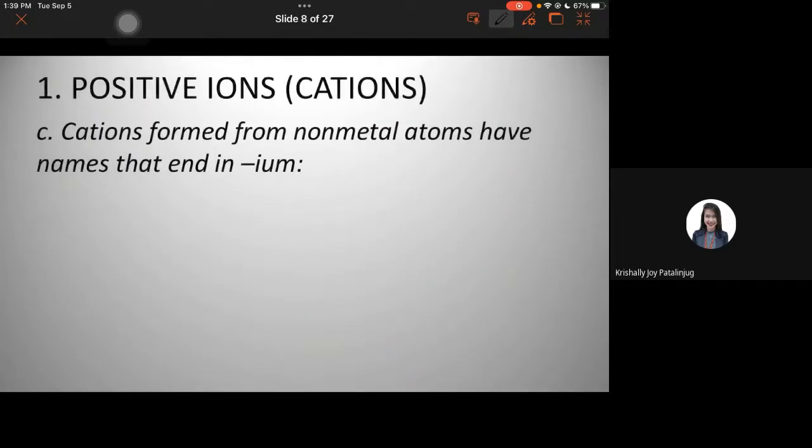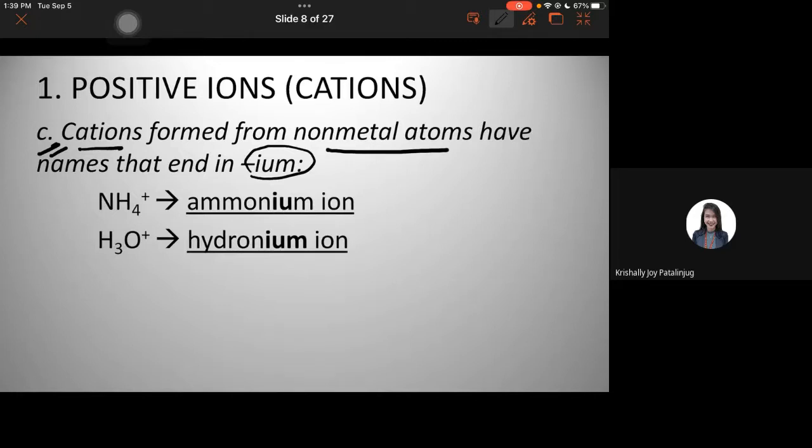And then last, you can also observe, after you read the list of ions, there are a few ending in "-um". The name of that cation ends with "-um". Those are actually extracted from non-metal atoms. Example, ammonium.